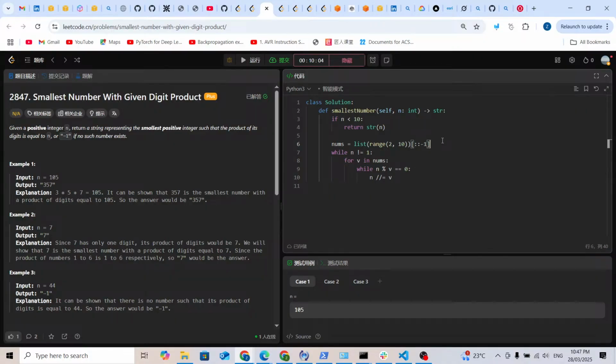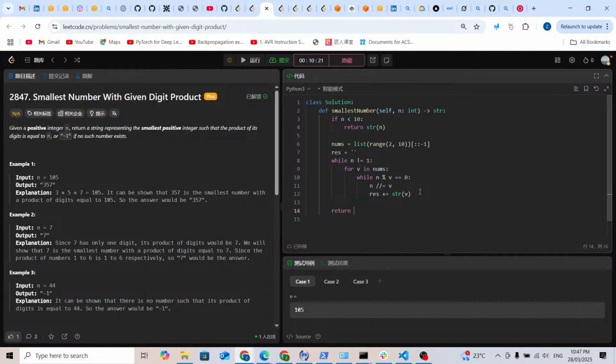But what about our final result? So I'm going to prepare an empty string as our final result. So this means the result is going to plus equal to a string of this number v. Yeah, so v is just from 9 to 2. We're going to check one by one.